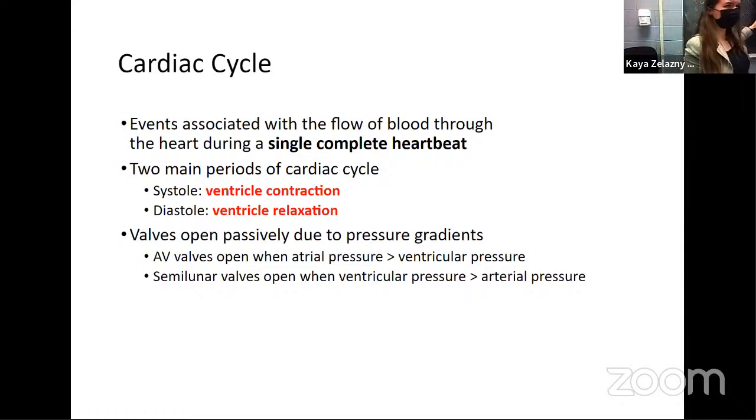The semilunar valves, those were the ones in the pulmonary trunk, so those arteries leaving the right side of the heart, and in the aorta, our artery leaving the left side of the heart. Those are going to open when we have relatively high ventricular pressure. Specifically, because those valves are in the arteries, we're going to say that the ventricular pressure is higher than the arterial pressure, causing those semilunar valves to open. So we'll be tracing these through our different phases of the cardiac cycle.